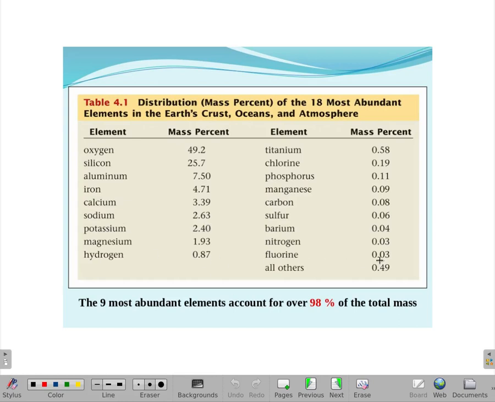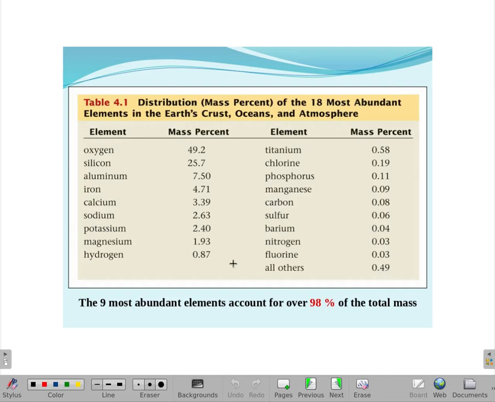And if we include all the first 18, you see how small fluorine is, and yet is the 18th most abundant element on the Earth. All the rest only take up 0.49% of the mass of the Earth.